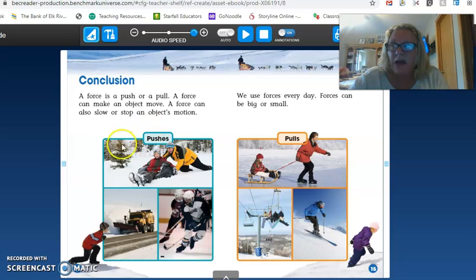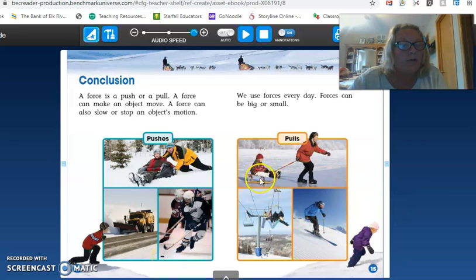Now, boys and girls, on this side, I am seeing pictures of examples of pushes. I see this man pushing this boy on that inner tube. I see the snowplow pushing the snow off the road. And I'm seeing the hockey player push that puck with his stick.